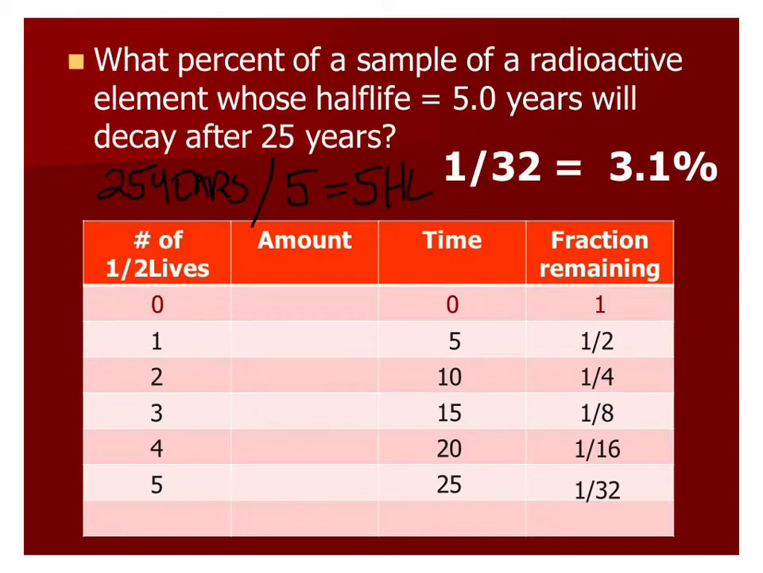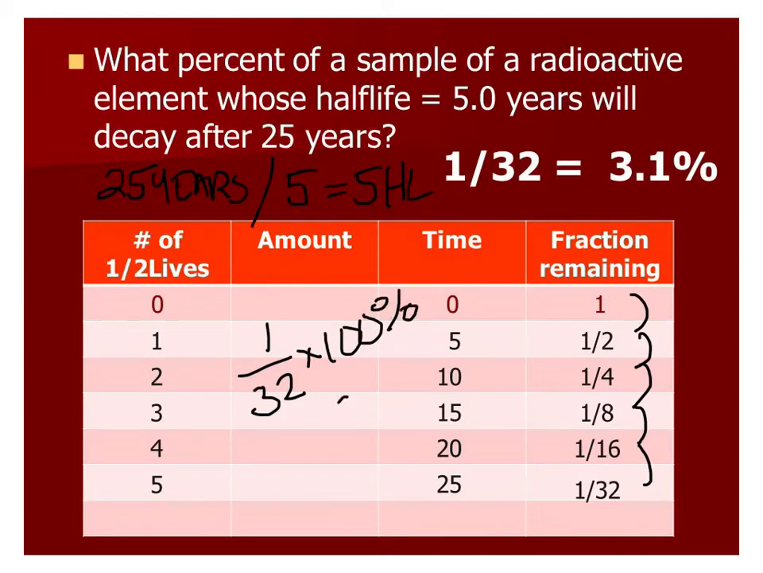And we know the progression now by heart, right? For every half-life, here's my first, half, then we go to a quarter, an eighth, a 16th, and finally we're down to the 32nd. So we have 1/32 of the sample left over, and if you take 1/32, turn it into a decimal and multiply by 100%, you get 3.1% remaining. That's what is going to be left over after 25 years to further decay.